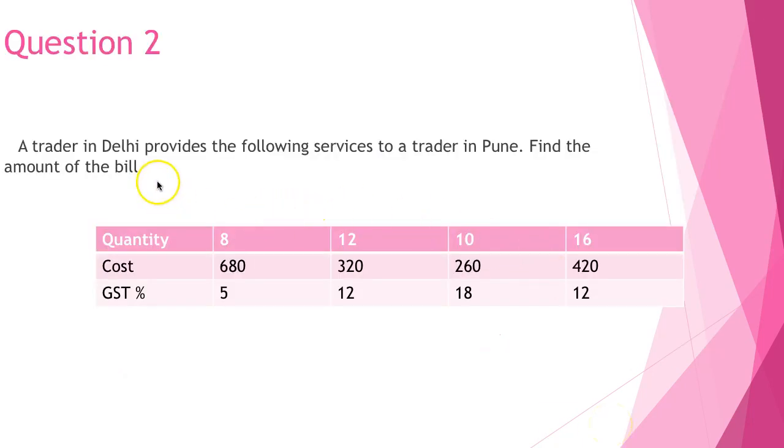Coming to question 2. A trader in Delhi provides the following services to a trader in Pune. Find the amount of the bill. This is an interstate transaction. You are given the quantity, the cost, and the GST percent. And GST percent is different for different items here.